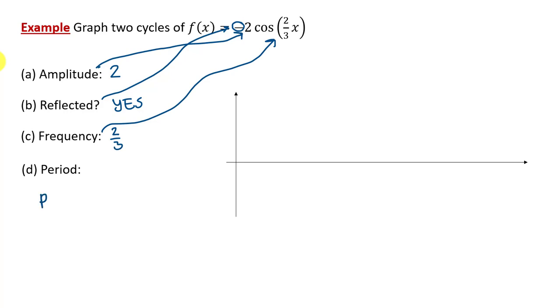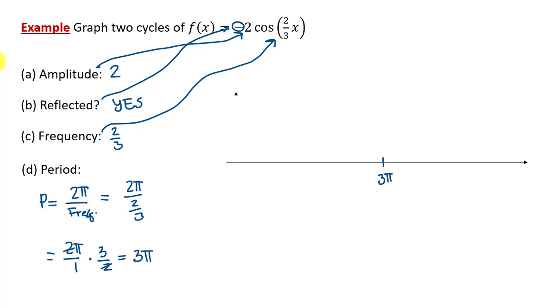And now let's calculate period. So to find period, we have to take 2 pi and divide by the frequency. So that's going to be 2 pi over 2 over 3. That is same as taking 2 pi over 1, that's the numerator, and multiplying by the reciprocal of the denominator, 3 over 2. Okay, looks like we got 3 pi. Period is 3 pi. Now I'm going to place 3 pi on the horizontal axis, so right here, that will mark one period, one cycle.